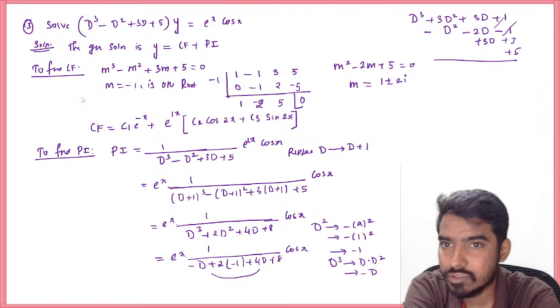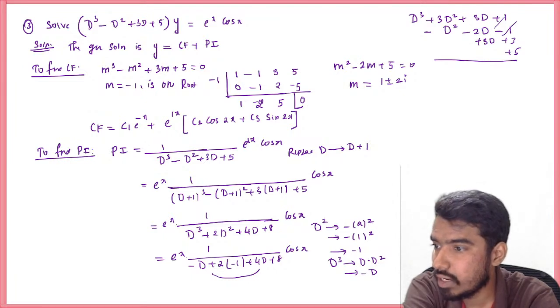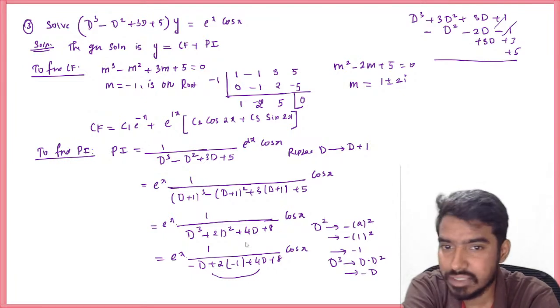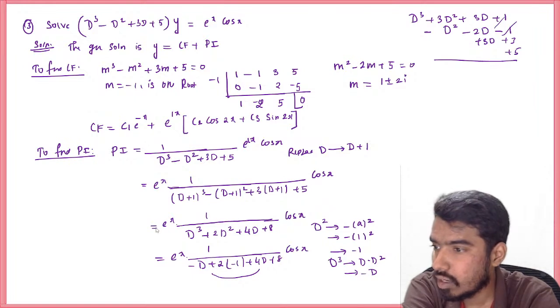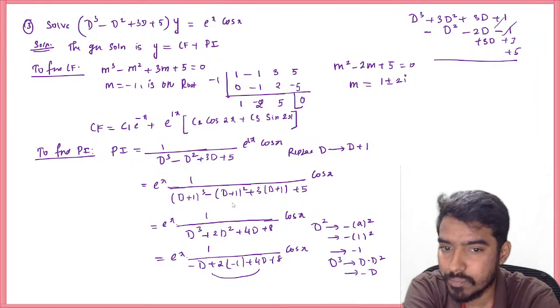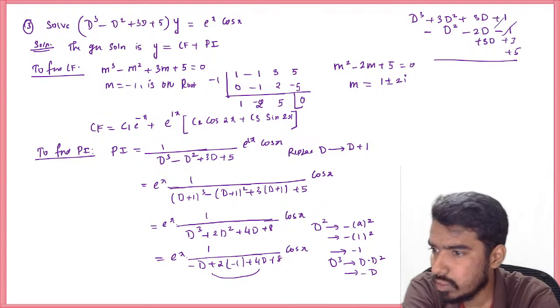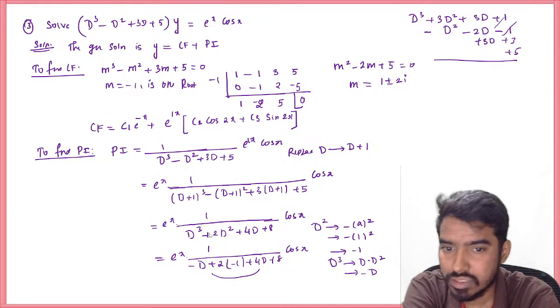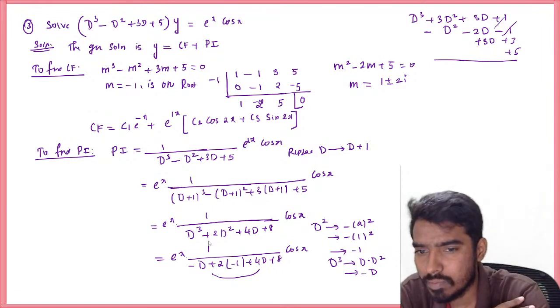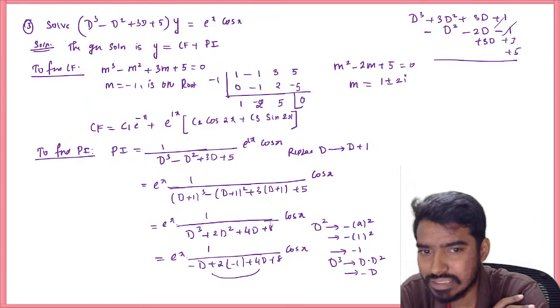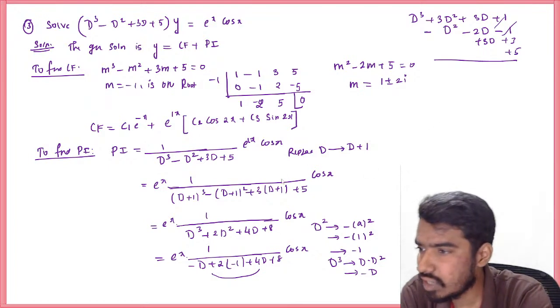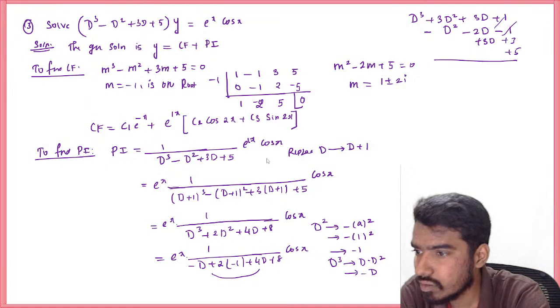D cube minus d square plus 3d plus 5 is equal to e power x cos x. If we replace d by d plus 1, d cube minus d square becomes d plus 1 whole cube minus d plus 1 whole square plus d plus 1. See, they have written this as d cube minus d square plus 4d plus 7. Wrong, right? Actually, they have given it wrong.